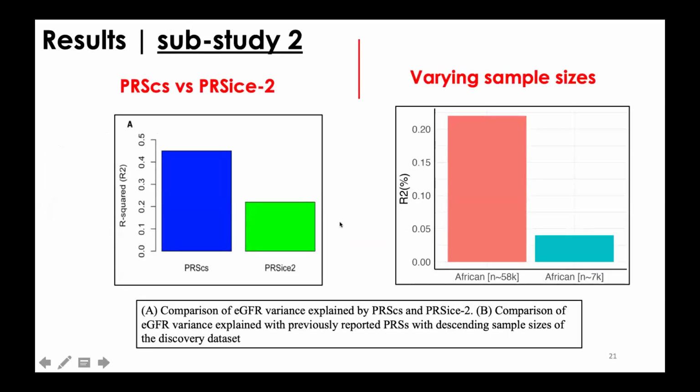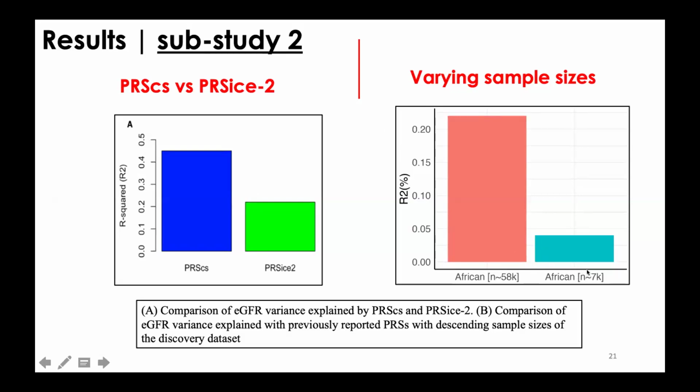So these are just the graphical representations of what we saw. We see that PRS-CSx, or the Bayesian shrinkage, actually almost doubles clumping and thresholding. But also an important thing to note here is the sample sizes, because remember in the beginning, I told you we are grappling with sample size. In this work that I just showed, we had a discovery cohort of about 58,000 individuals.